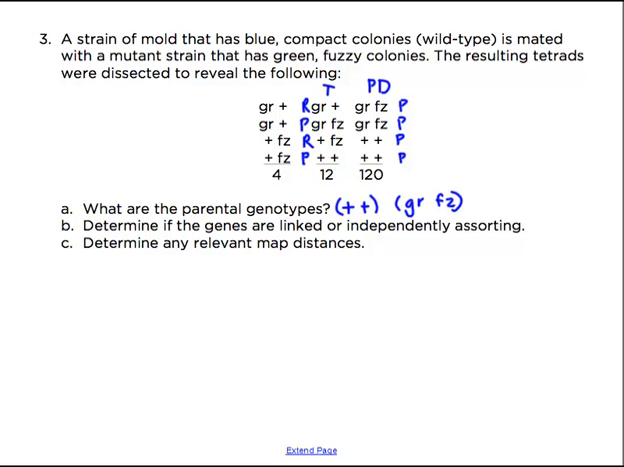And finally, for recombinants, you have GR plus, that's recombinant. GR plus is recombinant. And plus FZ is recombinant. So these are all recombinants, so this is a non-parental ditype.